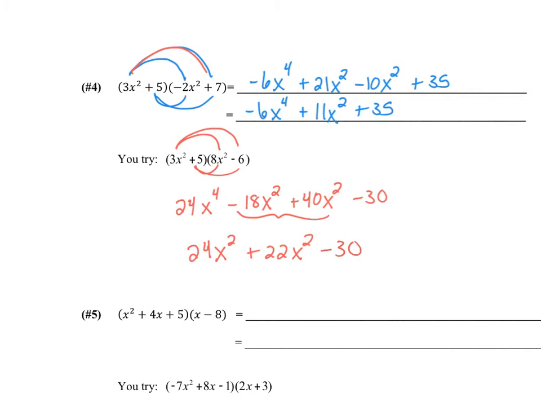And as I look back, I definitely screwed up. This should be 24x to the fourth, not 24x squared. So let me fix that. This should be x to the fourth. Let me fix that. So 24x to the fourth plus 22x squared minus 30.